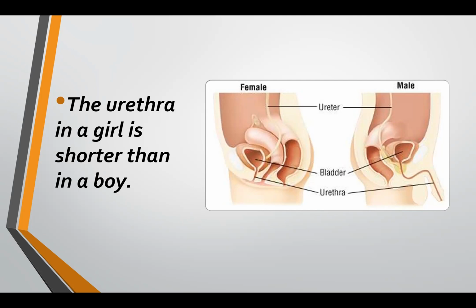Female. Very good, female. Because it is shorter, all right? It is shorter in girls. That's why girls are prone or at greater risk of getting infections. Girls can easily get infections because our urethra is very short.